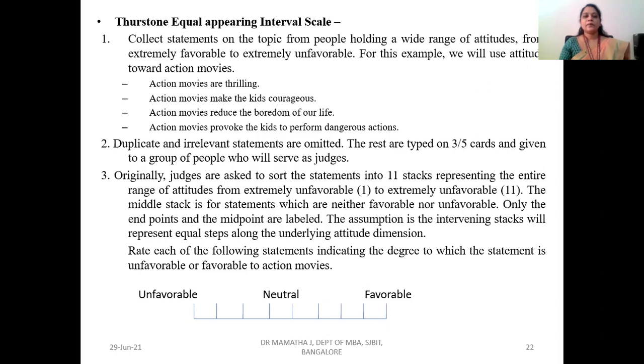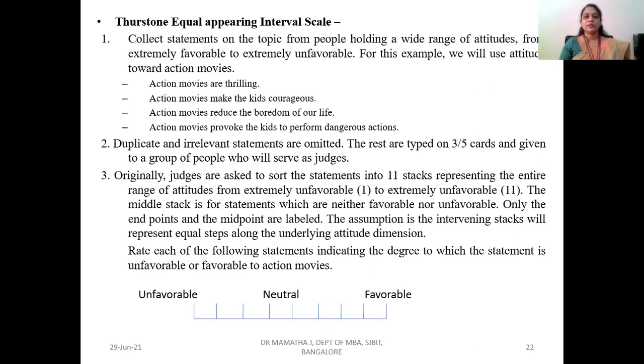If you feel that action movies make the kids courageous, but you feel it is not relevant, okay, it is an unfavorable statement. This is a negative statement. Okay. Provoke the kids to perform dangerous action means a negative statement. It is unfavorable. So you can put it towards unfavorable, one, two, three. If you say it makes kids courageous, it is a positive statement. You can put it under the favorable category. So this is how you are preparing the stack of 11 from extremely unfavorable 1 to extremely favorable 11.